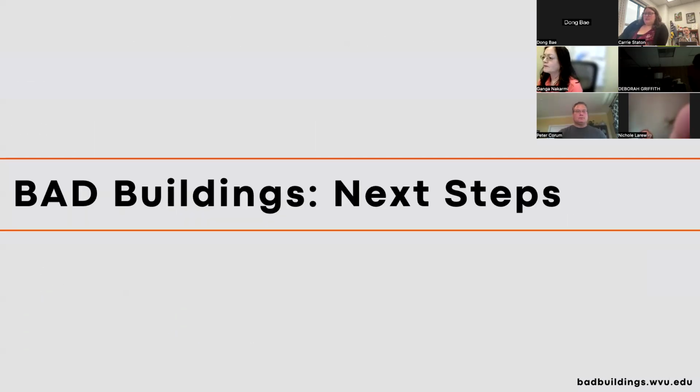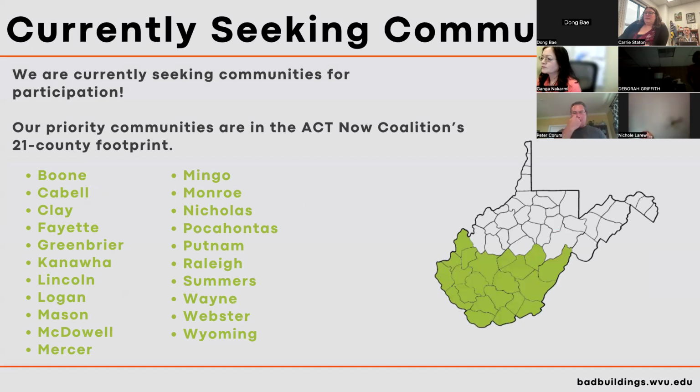So what are your next steps if you're interested in this process? You want to start addressing your abandoned dilapidated buildings? We are currently actively seeking communities to participate in our process. We are prioritizing communities, as Seth said before, that are either in Accelerate communities or in the Act Now Coalition's 21 county footprint. If you don't know if you're an Accelerate community, we can help you figure that out. But these are the 21 counties that are our current priority.